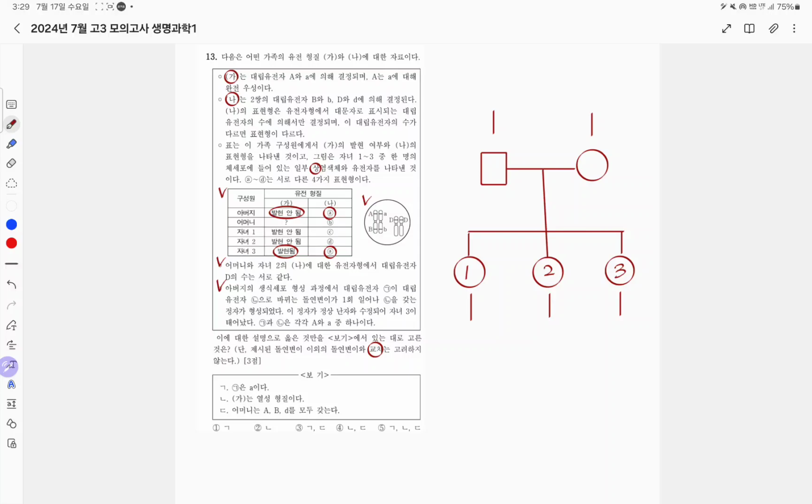The last statement says that there is a mutation in gene A in father's sperm, and the sperm with the mutation is fertilized with a normal egg, and child number 3 was born. With this information, we want to find the correct statement among the 3 in the box below.